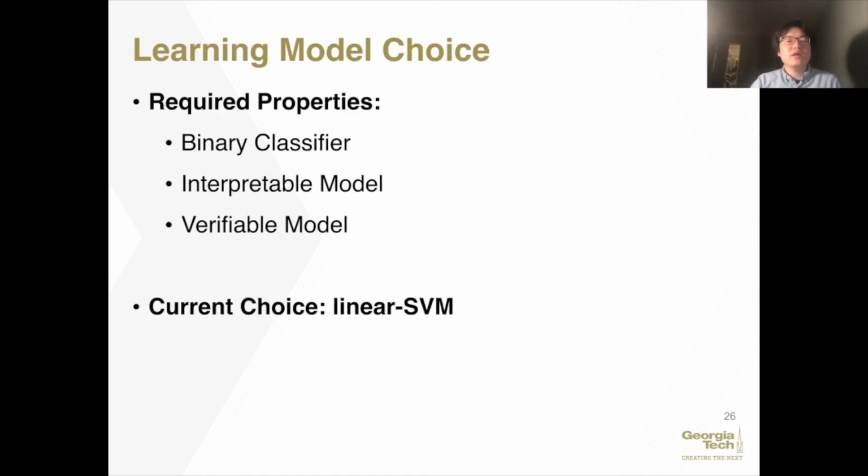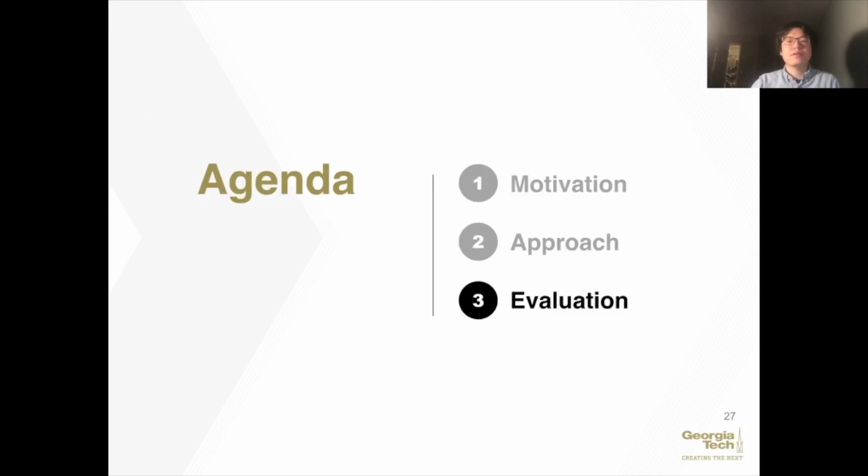The last one, and also a very important one, is that we have to guarantee the model is verifiable, because we need to leverage the SMT solver to verify that the learned predicate is actually weaker than the original predicate, so it's valid. We're currently using linear SVM because it satisfies these 3 properties, but we are open to other choices as long as they satisfy these properties.